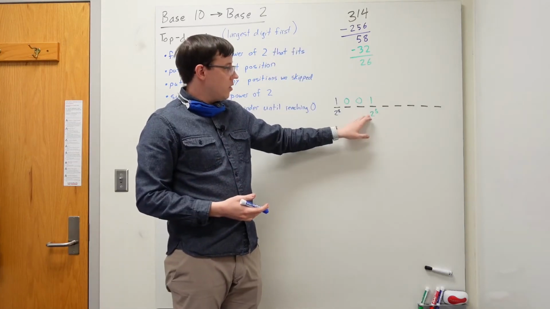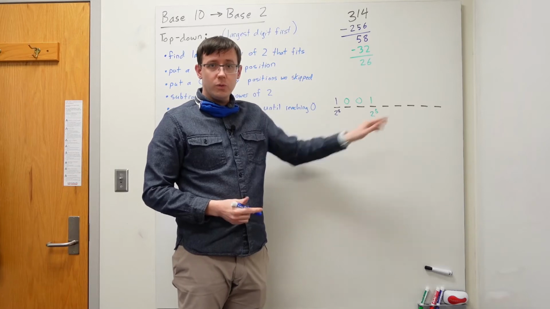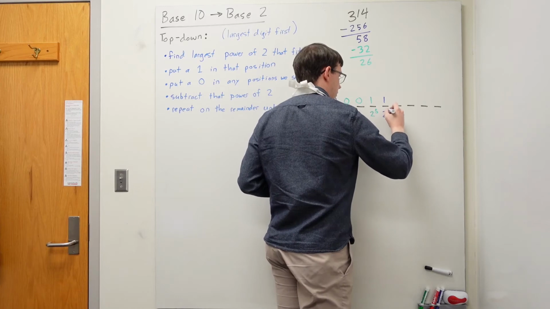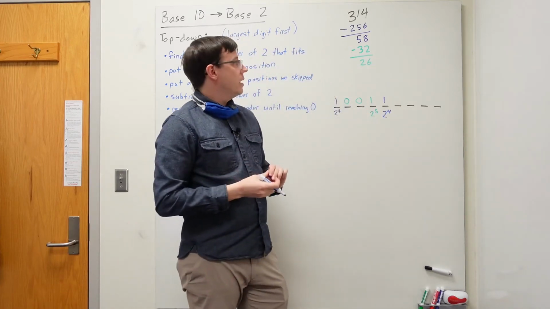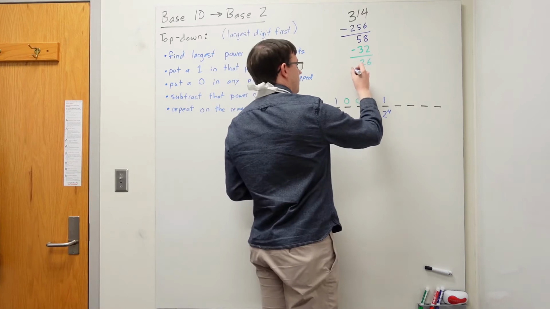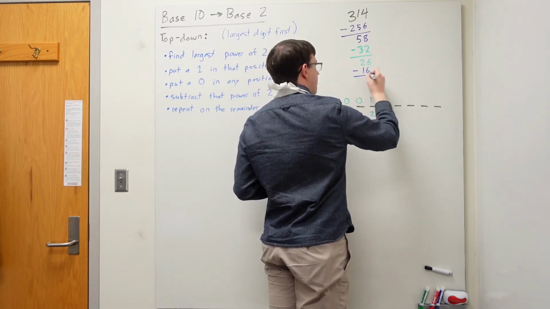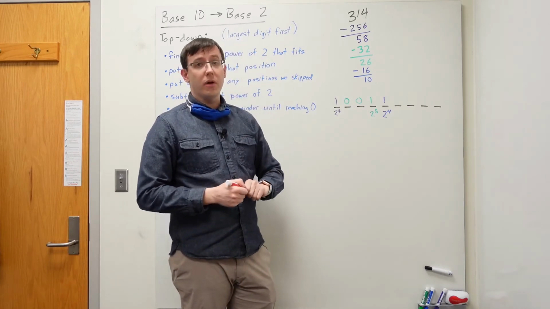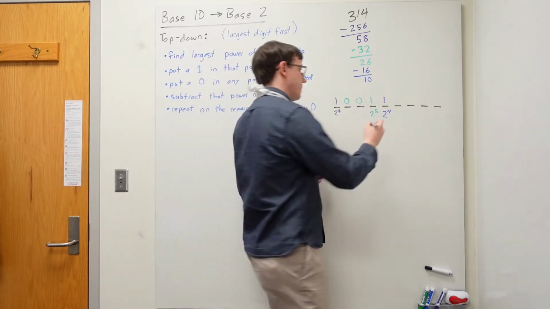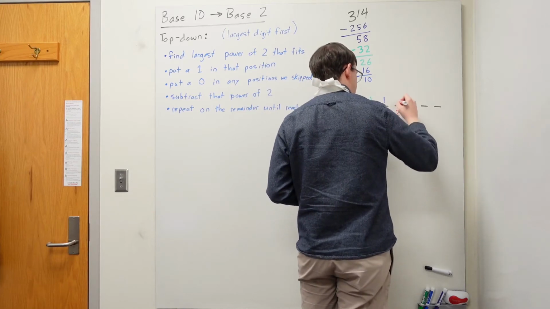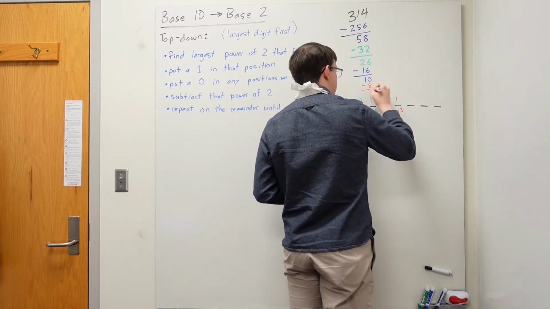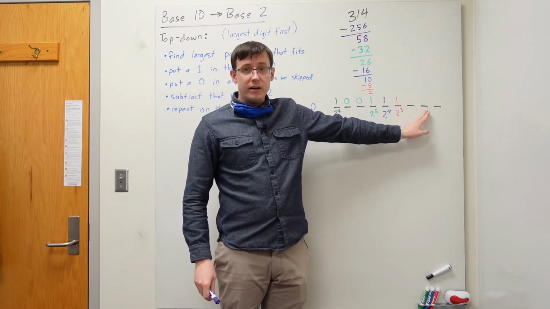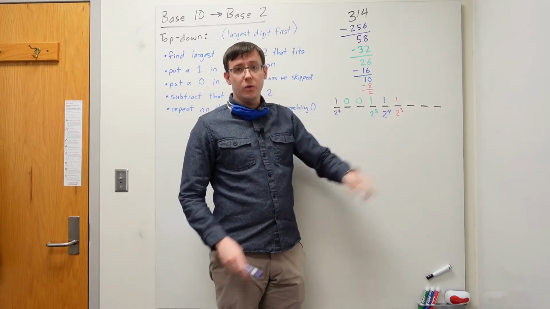26 is larger than the next power of 2, which is 16. So we put a 1 in the 2 to the 4th position. And now we subtract off 16. The next power of 2 is 8, which fits, so we put a 1 and subtract it. Four doesn't fit, but 2 does, and when we subtract 2, we'll get a remainder of 0, and we'll be done.